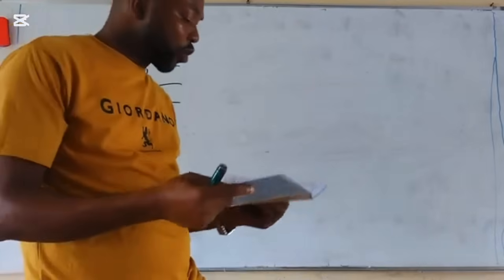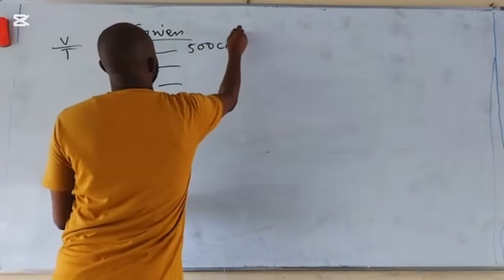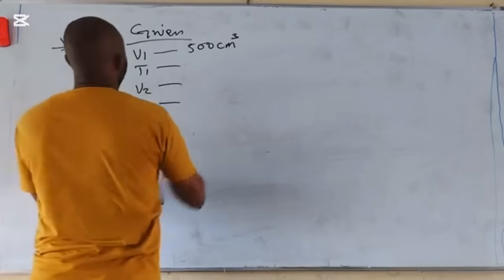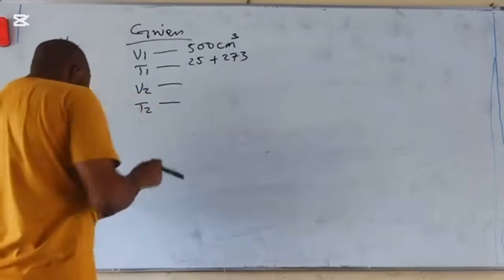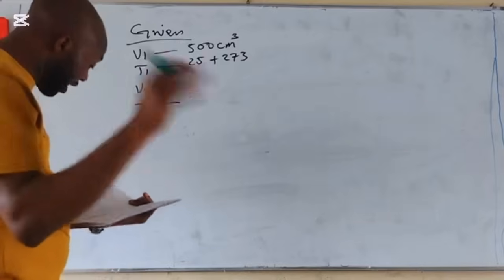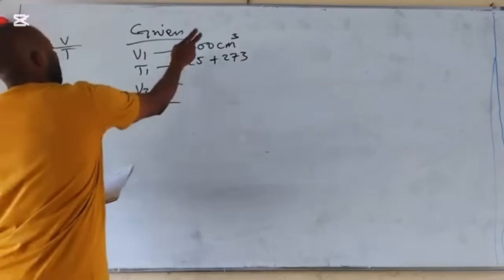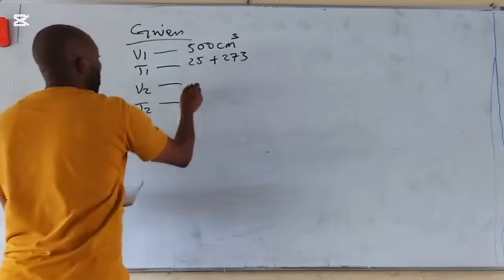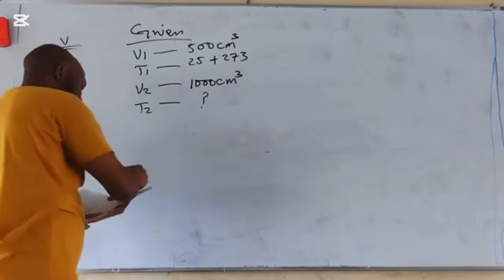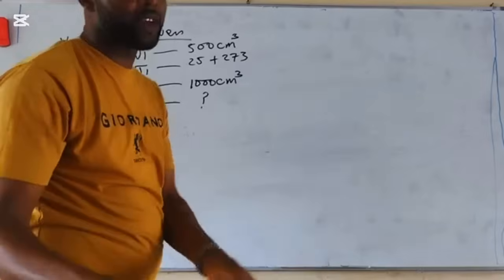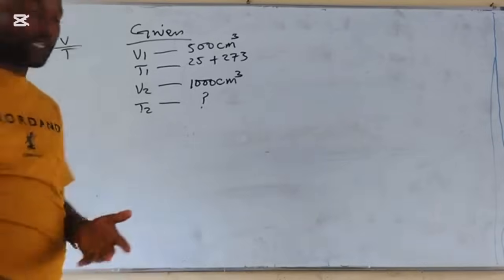A given mass of gas occupies 500 cm cube at 25 degrees Celsius, T1, so let's say plus 273. Calculate the temperature in degrees Celsius at which its volume doubled at constant pressure. So the volume doubled. If it was 500, it will become 1000. They say we should calculate the temperature in degrees Celsius. Remember I said the official value is in Kelvin, so when we are done having our answer in Kelvin, we minus 273. We take it back to the Celsius scale.